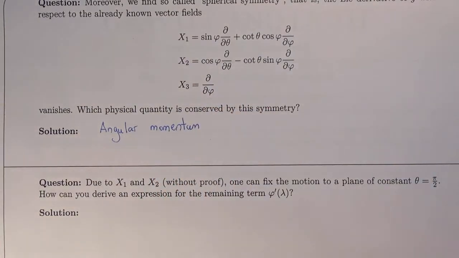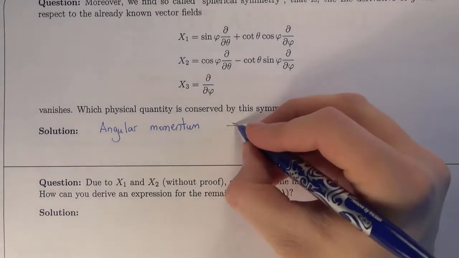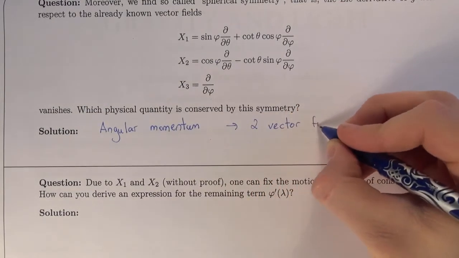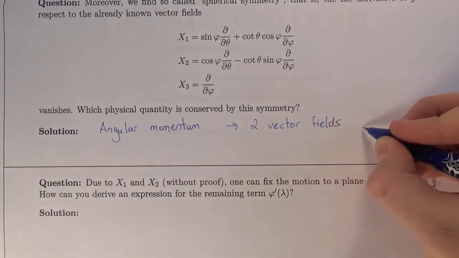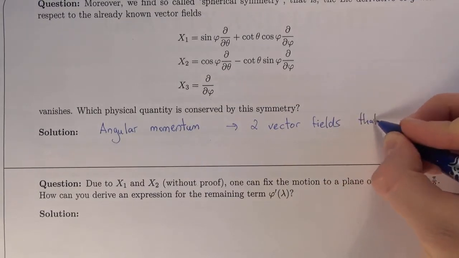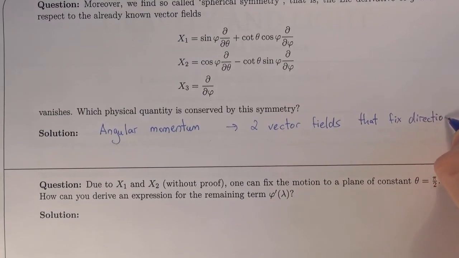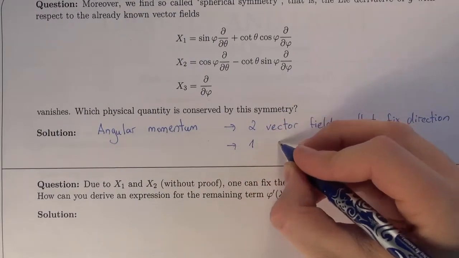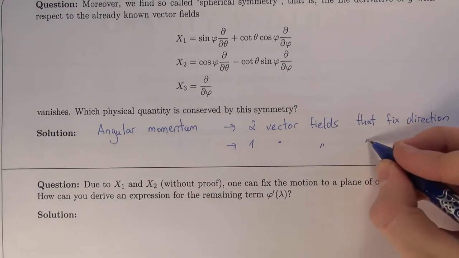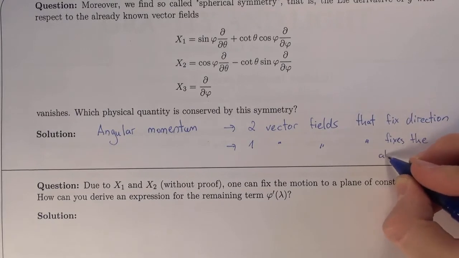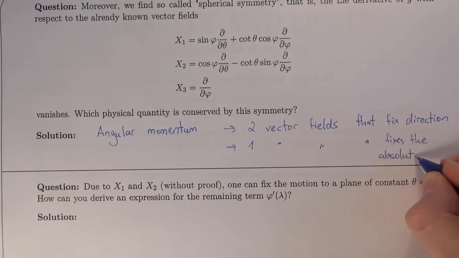And to fix angular momentum we need two vector fields that fix the direction, and one vector field that fixes the absolute value of angular momentum.